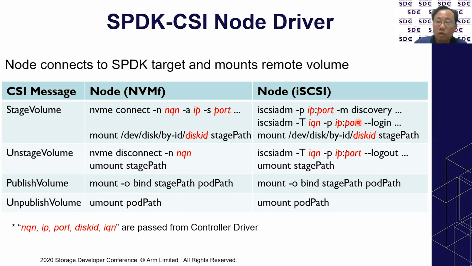These messages will be packed in a string-to-string map, and the controller driver will send it to the API server, and the API server will forward it to the node driver. So when the node driver is ready, it will get these messages to connect to the correct target. The CSI driver already defines all these message passings.